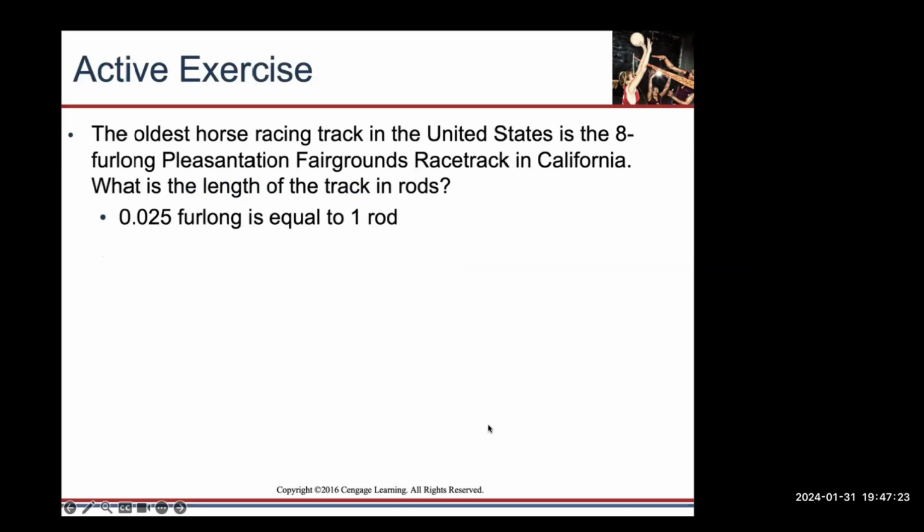Okay. So the next question: the oldest horse track in the United States is the 8-furlong Pleasanton Fairgrounds racetrack in California. What is the length of the racetrack in rods? 0.025 furlong is equal to 1 rod. Okay, so what I want you guys to do is set it up similar to what I just did with changing minutes to seconds. Okay, so I'm going to give you guys a minute to do that.